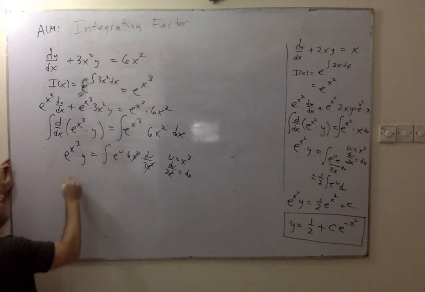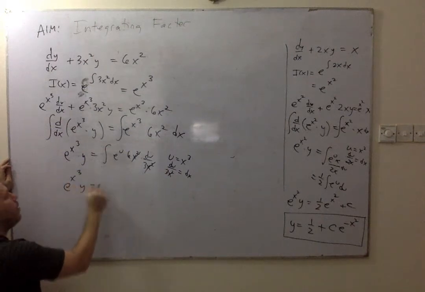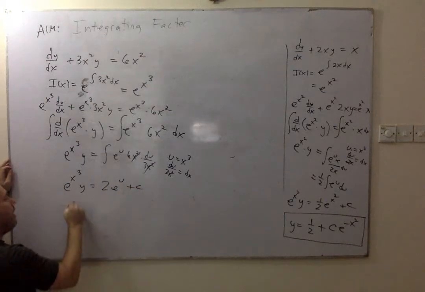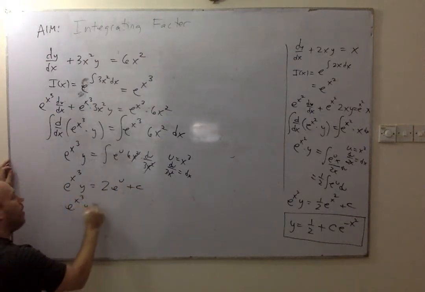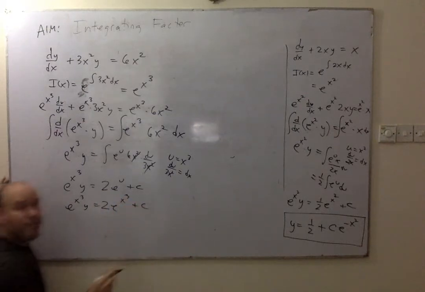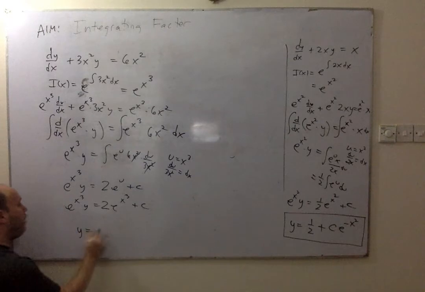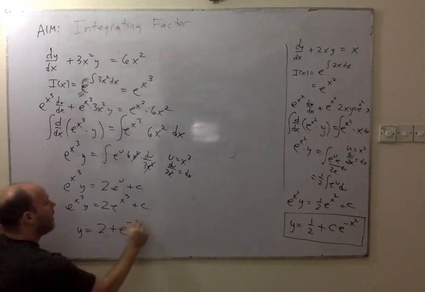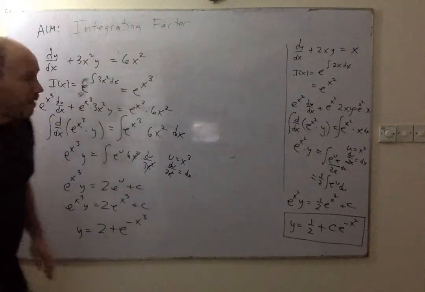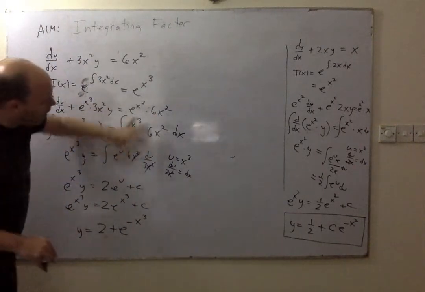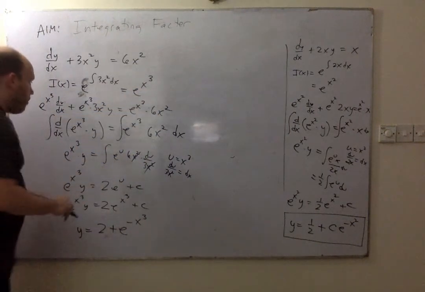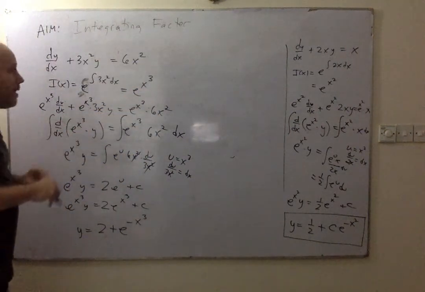So we have e to the x cubed y equals 2e to the u plus c. e to the x cubed y equals 2e to the x cubed plus c. Final answer, y equals 2 plus c e to the negative x cubed. Once again, it's a little tedious. This is probably the tedious part, but get your integration down. And you'll practice these examples.